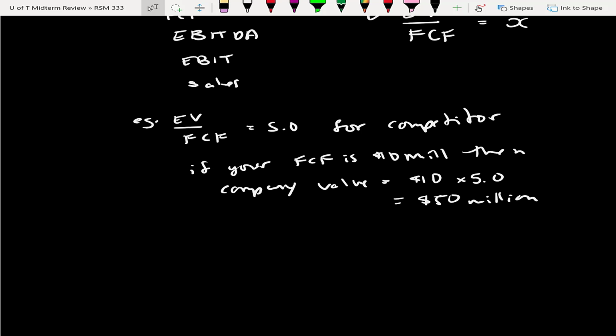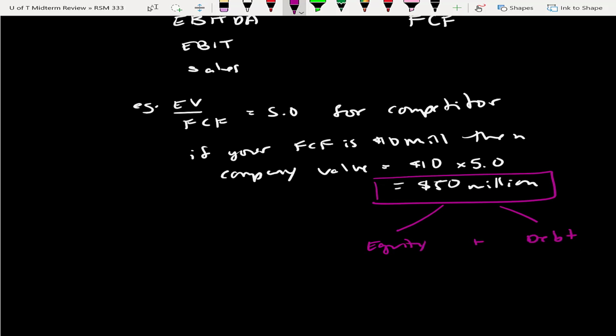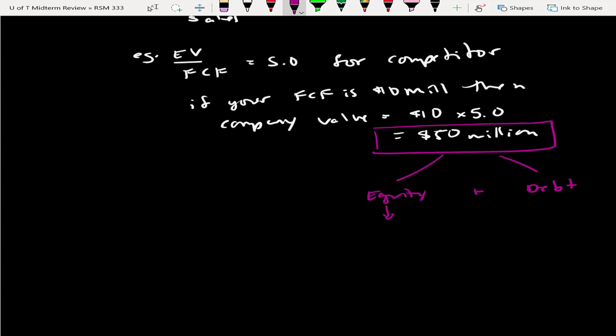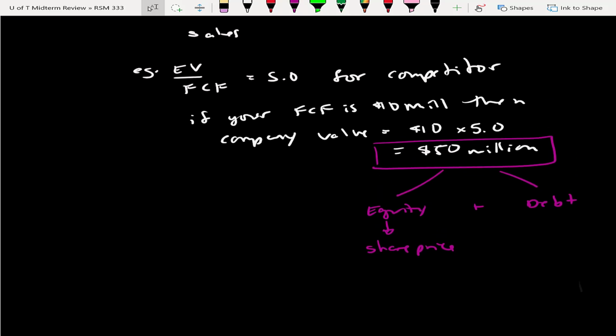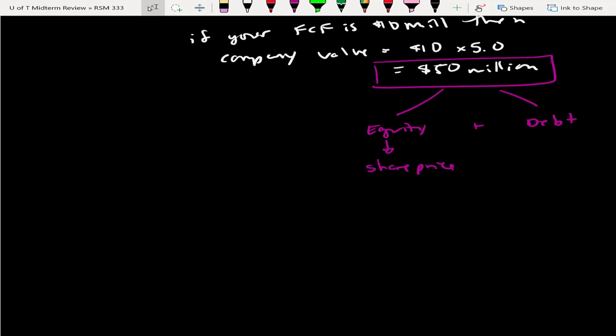Okay, so you can use that on any of the metrics. If you have EBITDA, sales, you just look at the comparable, and then that can estimate the value of the company. And keep in mind, what we calculated here was enterprise value. So this would be equity plus debt. Okay, so if you wanted share price, you would divide that number by the number of shares outstanding. The other types of multiples are basically straight share multiples, where you don't have to do the conversion. And in this case, we're just going to calculate share price directly.